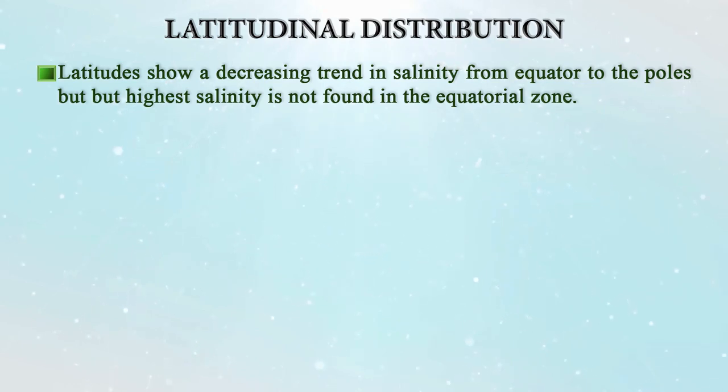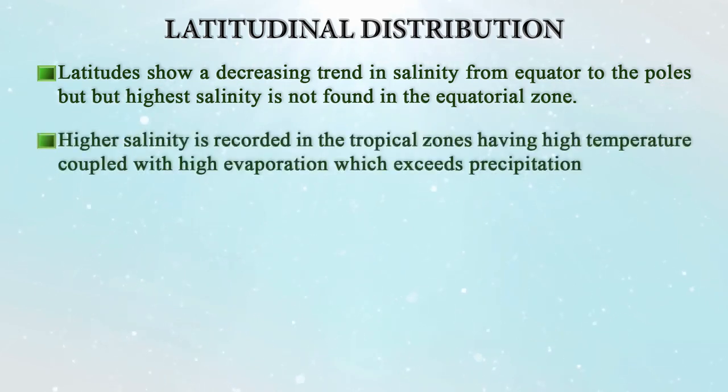No, because equatorial regions have a high amount of precipitation also. So, in equatorial areas, precipitation exceeds the evaporation rate. So, salinity is lower in equatorial areas compared to the tropical areas. So, tropical areas have the highest salinity, because of the high temperatures and high evaporation prevailing in those regions, which exceeds the amount of precipitation there. So tropical regions have higher salinity.